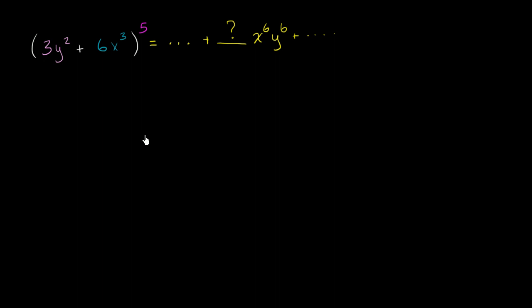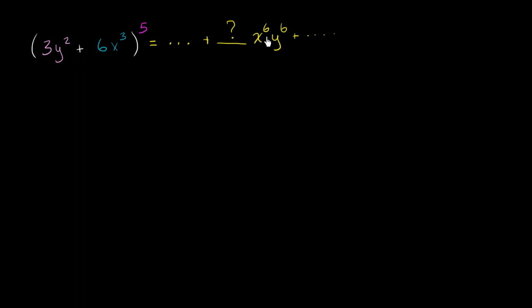And I encourage you to pause this video and try to figure it out on your own. So I'm assuming you've had a go at it, and you might have at first found this to be a little bit confusing. I'm only raising it to the fifth power. How do I get x to the sixth, y to the sixth? But then when you look at the actual terms in the binomial, it starts to jump out at you. Okay, I have a y squared term. I have an x to the third term. So when I raise these to powers, I could have powers higher than the fifth power.